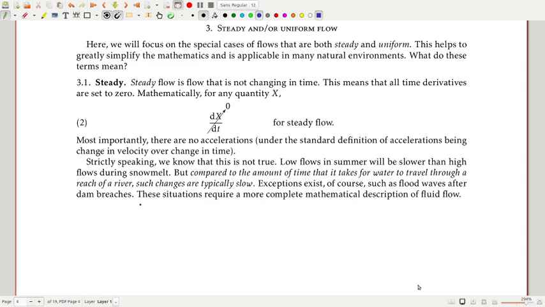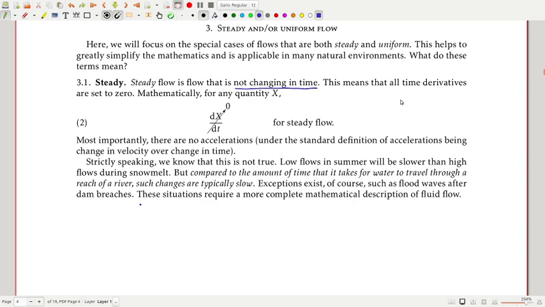These two assumptions help to greatly simplify the mathematics, and they're actually applicable in a wide range of natural environments. And so let's just go through these and talk a little bit more about what they mean. So as I mentioned, a flow that is steady is not changing in time. Let's see if I can underline that. There we go. And what does this mean?